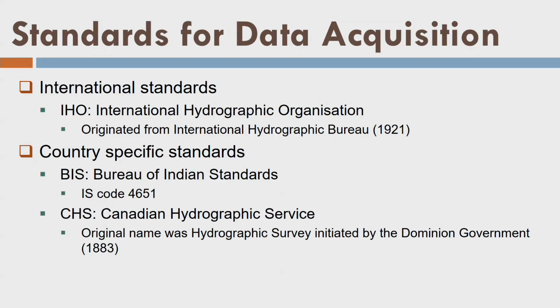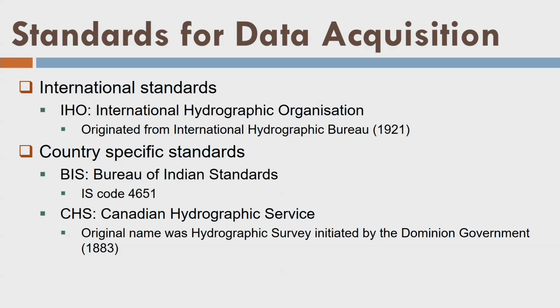So we have two kinds of standards. That means one is international standards, decided by the International Hydrographic Organization, IHO, and that is basically governed by the International Hydrographic Bureau, IHB. Fine. And then we have the country specific standards. For example, in India, there is the Bureau of Indian Standards. They have developed a code, IS 4651, which discusses the standards for India.